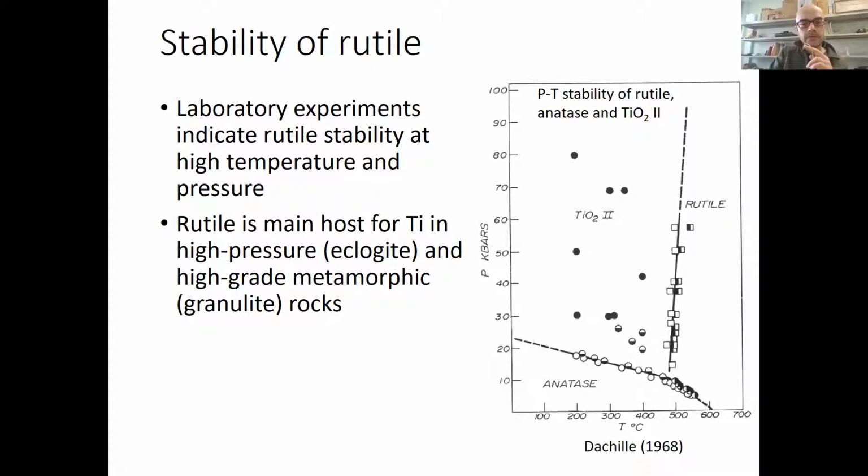For example, in this figure, you can see experiments of conversion of anatase to rutile. You can see how rutile is stable at much higher temperature and pressure conditions. Similarly, when we look at natural rocks, we can find it in eclogites and granulites, that is high pressure and high temperature metamorphic rocks. However, there is ample evidence, and you will see it in this presentation, that rutile also forms at much milder, much lower PT conditions.